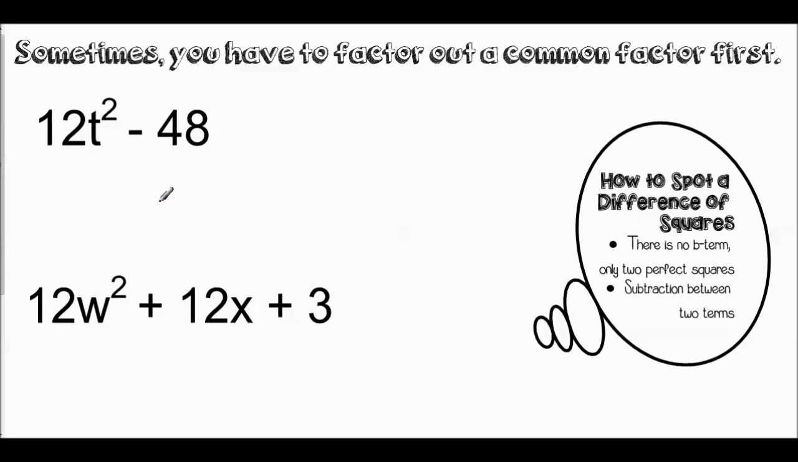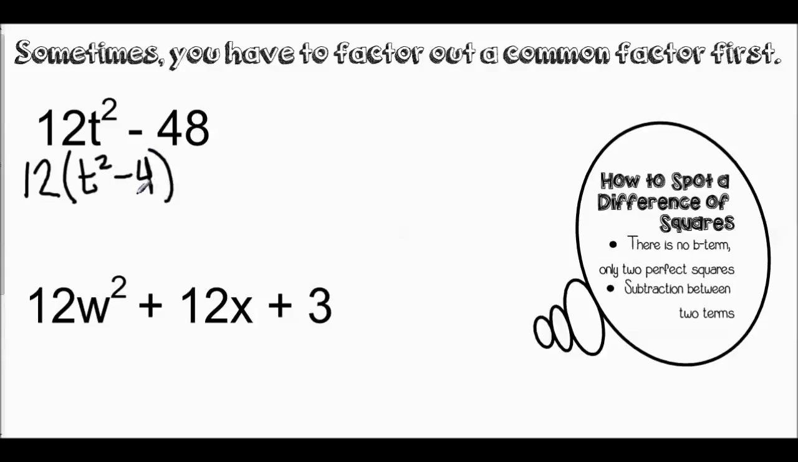Now, sometimes they get a little bit more complicated. When you look at that initially, you aren't seeing any perfect squares. So sometimes you have to factor out a common factor first. So I look at those two terms. I look at the numbers of them, and they have a 12 in common. So I can factor out 12. So I'm left with t squared minus 4.